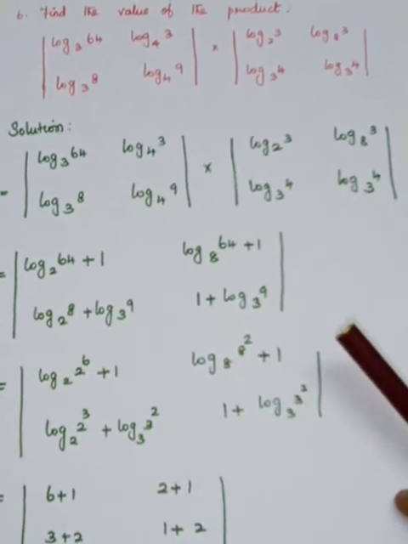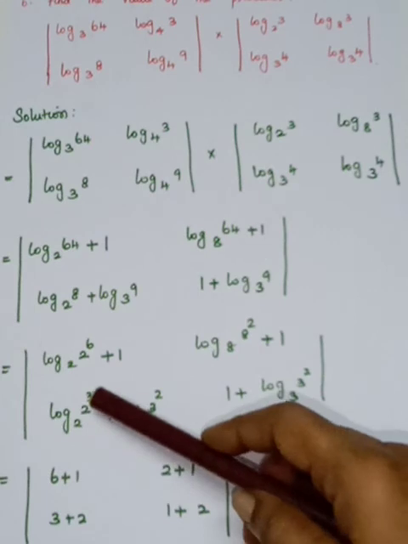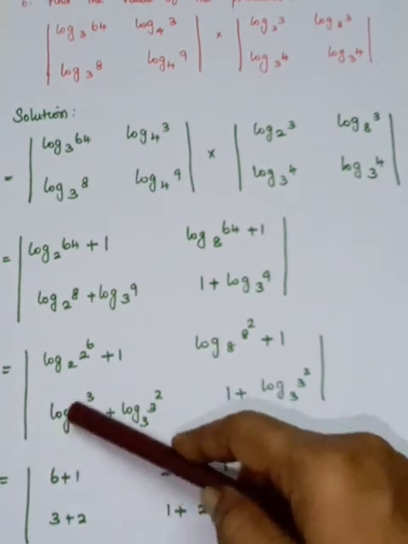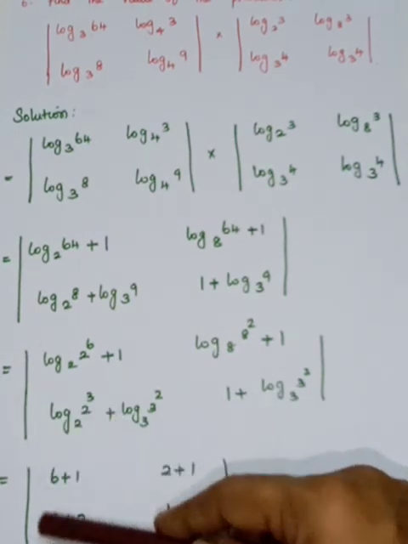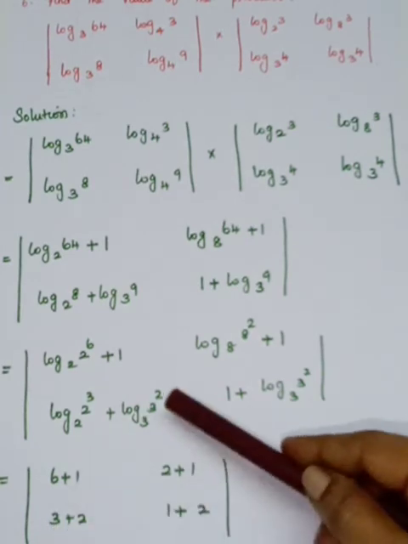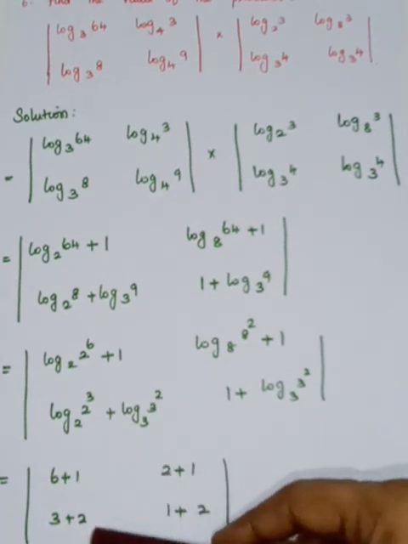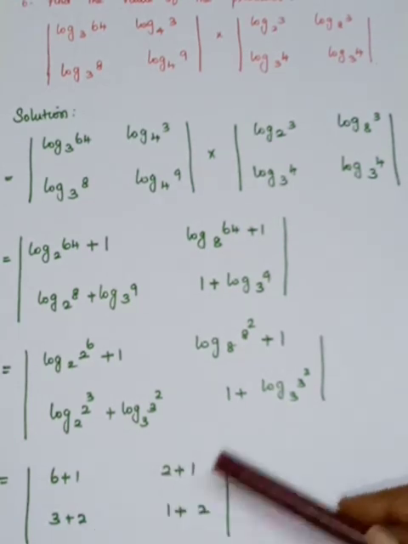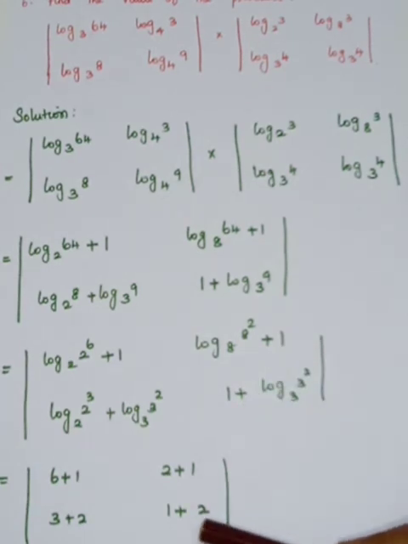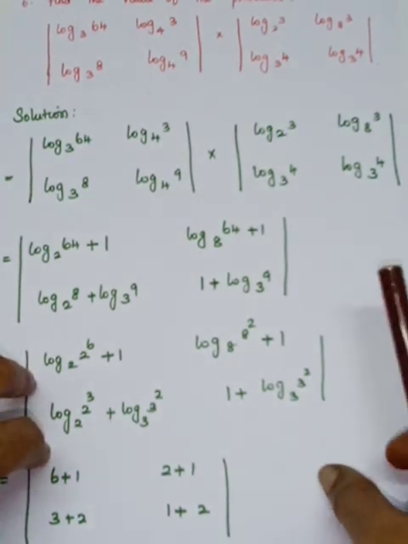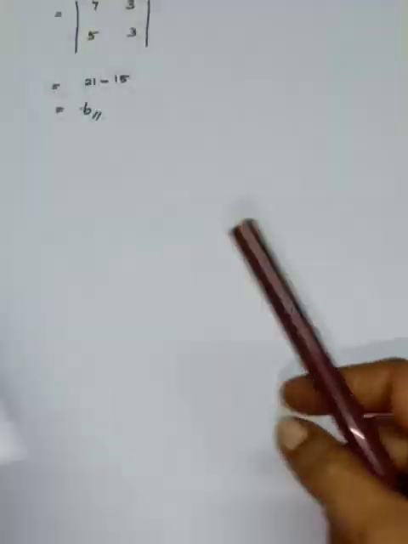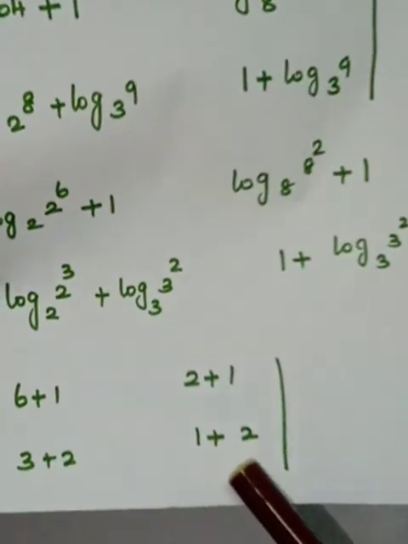And here the power 3 will come to the front. The same way, log 2 to the base 2 is 1. So 3 into 1 is 3 plus here, the same way this 2 will come to the front, 2 into 1, that is 2. Here you will have 1 plus. So this 2 will come to the front, that is log a power m is equal to m log a. So this is 2. What is 6 plus 1? That is 7. And 2 plus 1 is 3. And 3 plus 2 is 5. And 1 plus 2 is 3.